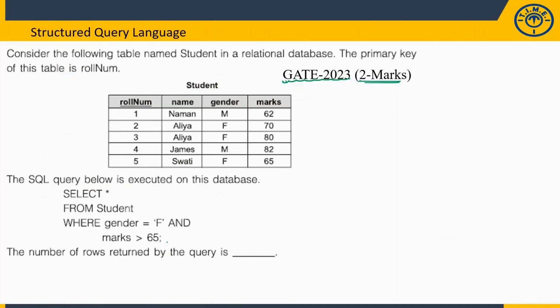Tell me. Ravi, tell me. Hello. Two, sir. Two. Yeah, two. It is a simple question.